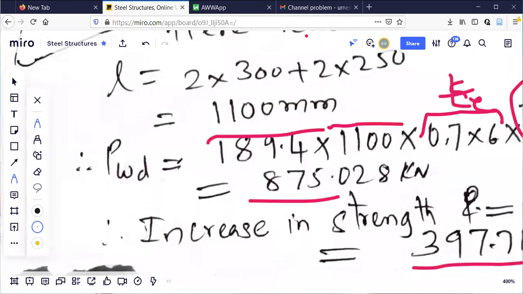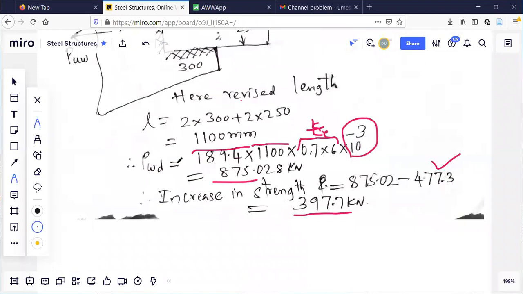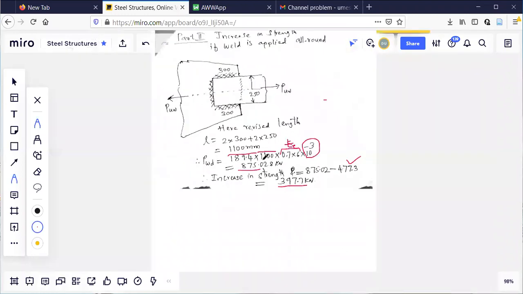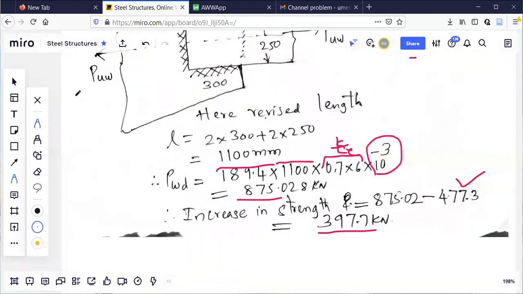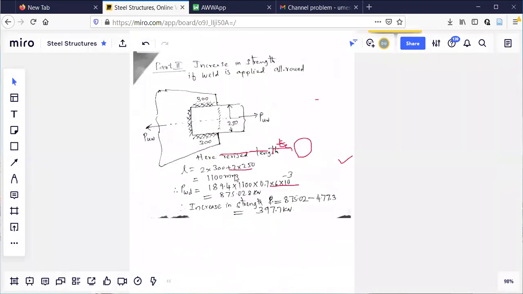Any questions in this one so that I can start one problem on channel section? Any doubt is there in this?